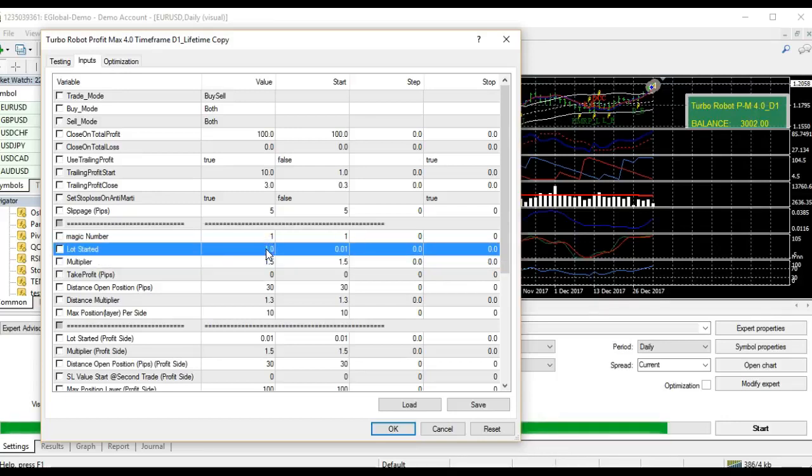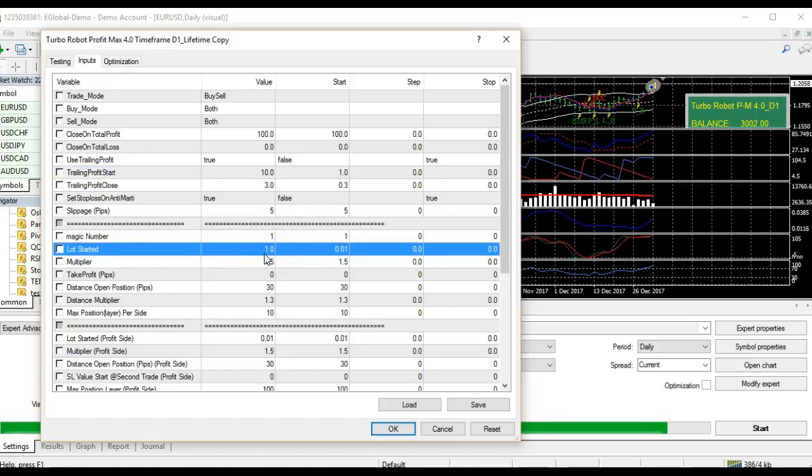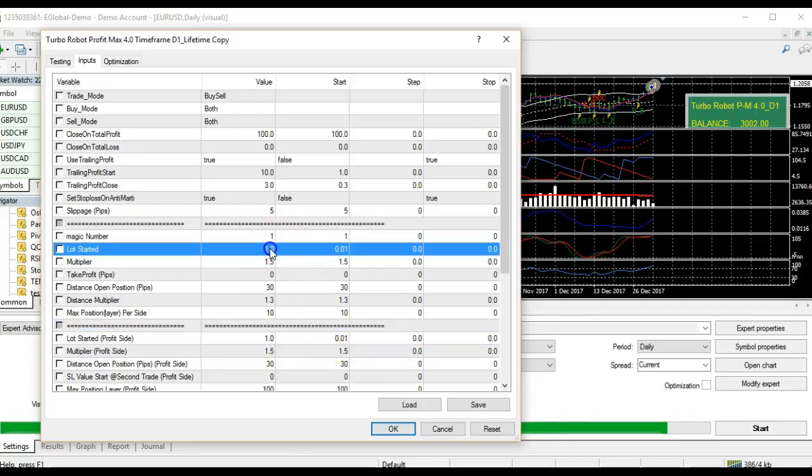Let's say your 1,000 is equivalent to 100,000. So you can use 0.1. 0.1 is equivalent to 0.01 as well. It's the same value, but the robot will see only based on the amount that you have. All right, so let's say your lot start is here, you will be changing this one as well, $1.